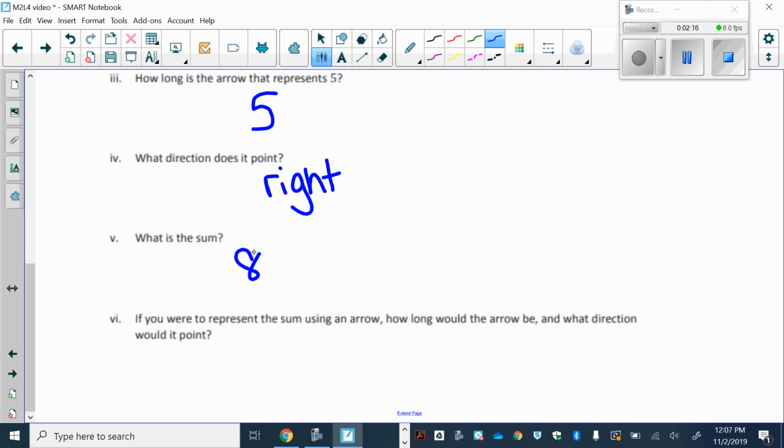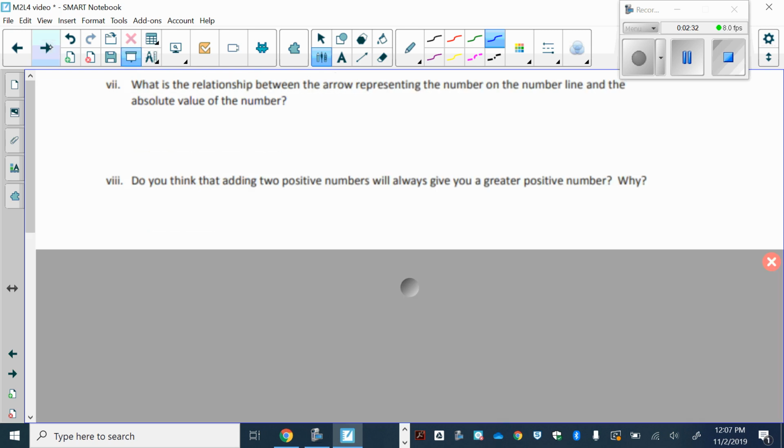If you were to represent the sum using an arrow, how long would the arrow be? And in what direction? If I had just gone directly to the sum, it would have been 8 units to the right. So what is the relationship between the arrow representing the number on the number line and the absolute value? The arrow and the absolute value are the same. The absolute value of 8 is 8 units. The arrow for the sum is 8 units.